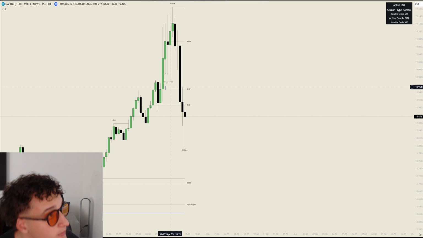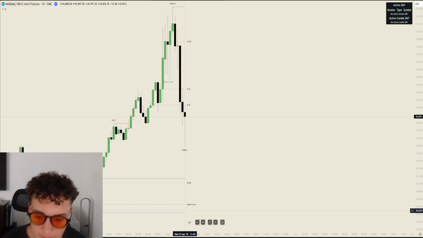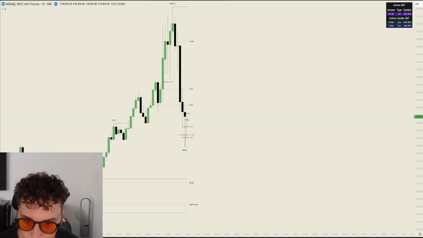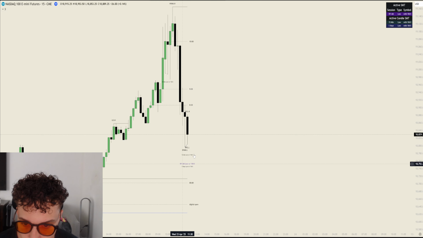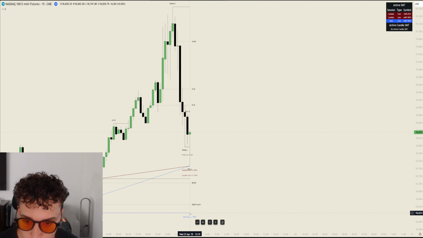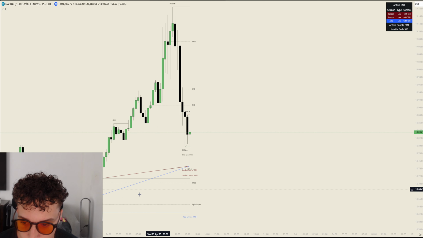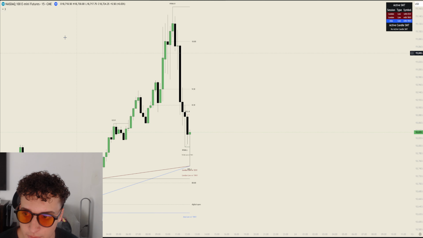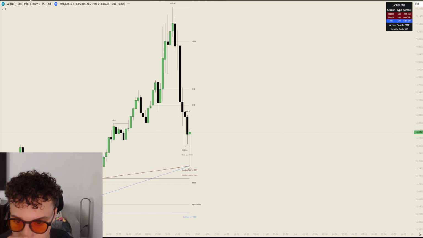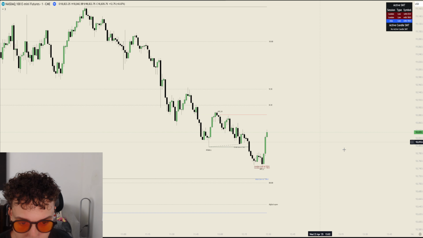So here's the 15-minute chart on the Nasdaq. And then right here on this 15-minute candle, we have London low SMT with ES and YM, and then Asian session low SMT with ES and YM. Now I'm gonna jump down to my 1 minute.